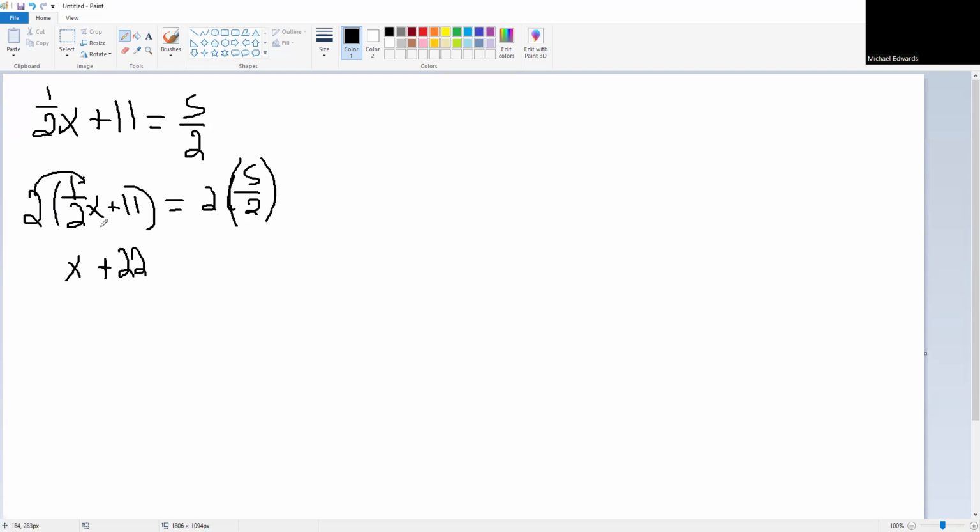Now, if you don't know why that's just x, it's basically 2 over 1 times 1 over 2, which equals 2 over 2, which is actually just 1. That's why that's just x.